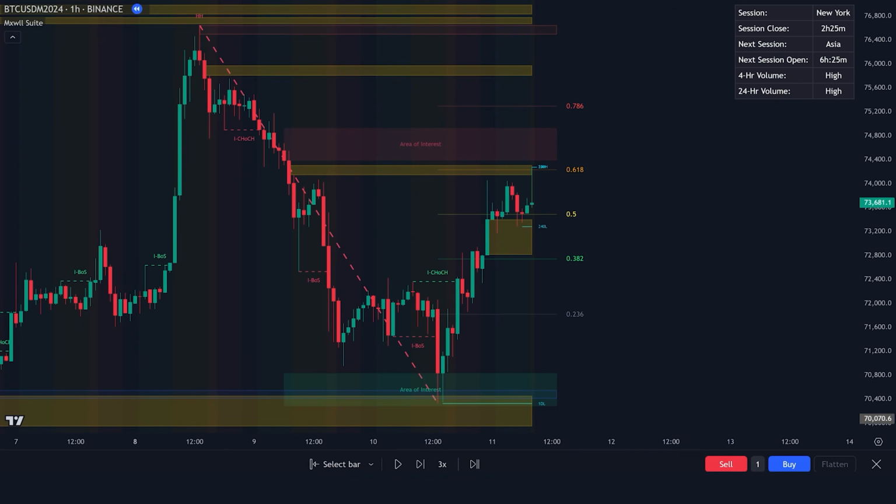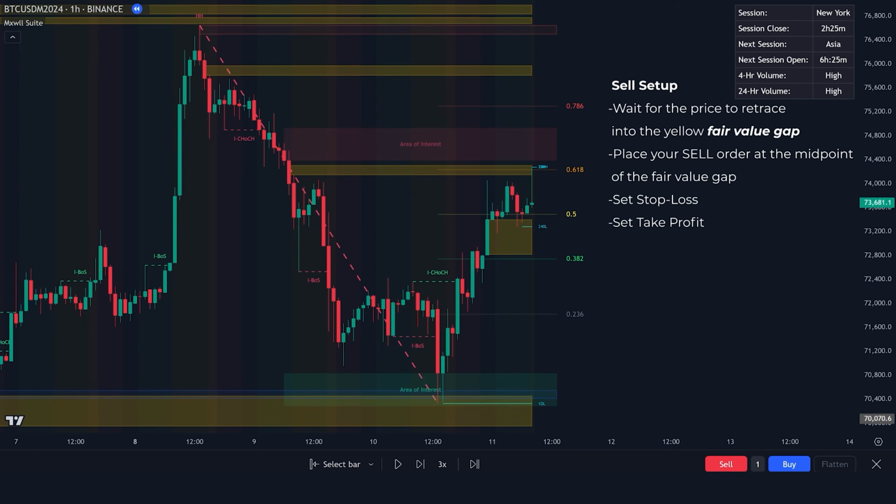Sell entry scenario with fair value gap. The Mxwl Price Action Suite indicates a strong bearish trend, as evidenced by the price making lower highs and lower lows. Given this downward trend, we will be looking for a sell opportunity using the indicator's bearish fair value gap. The bearish fair value gap is highlighted in yellow.